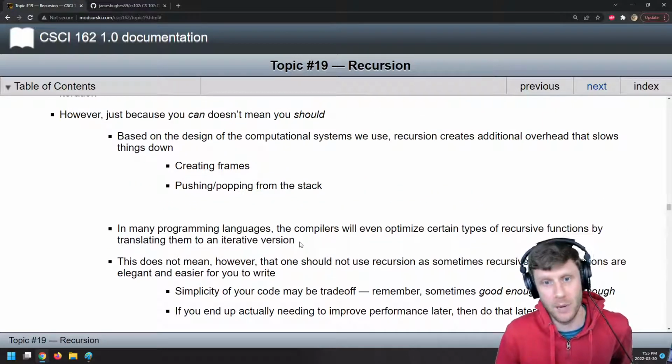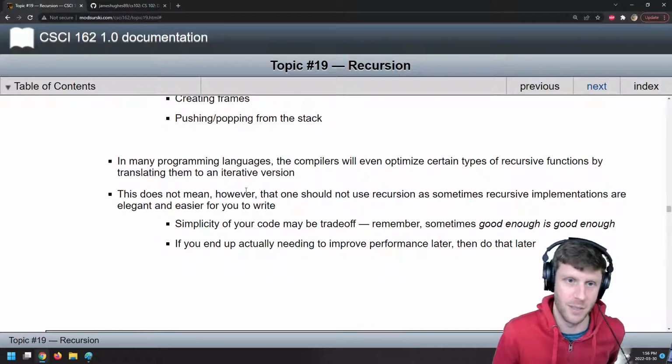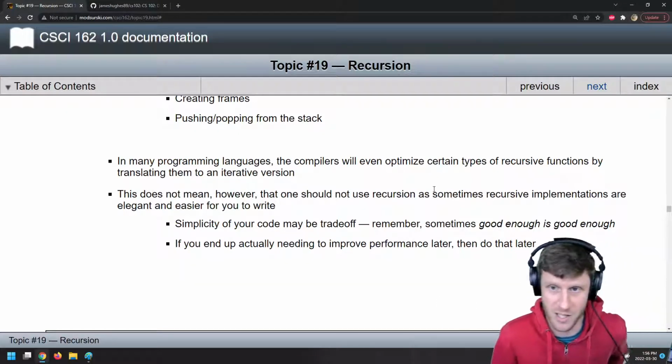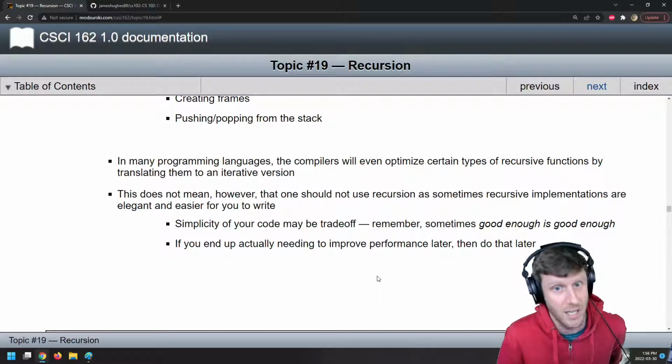In many programming languages, compilers will optimize certain types of recursive functions by translating them to iterative versions. This does not mean, however, that one should not use recursion, as sometimes recursive implementations are elegant and easier for you to write. Simplicity of your code may be a trade-off. Remember, sometimes good enough is good enough. If you end up actually needing to improve performance later, then do it.